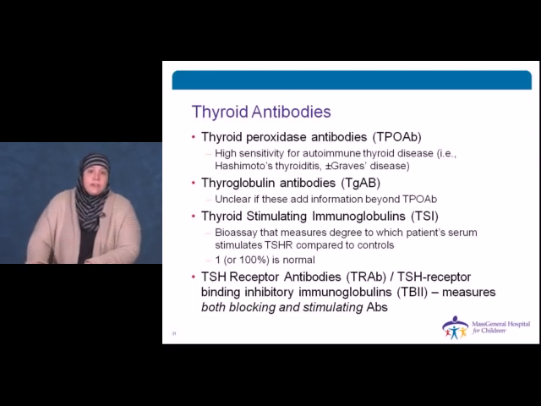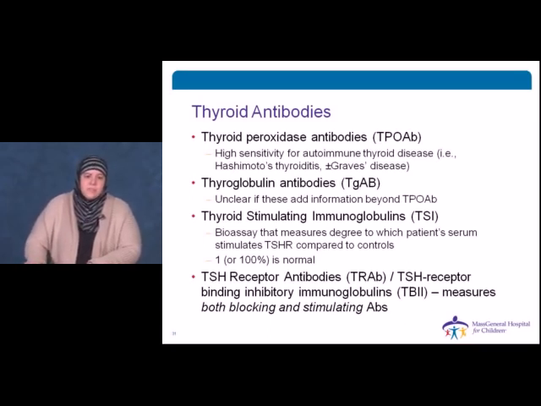When you're looking for Graves' disease in the setting of hyperthyroidism, the preferred tests are thyroid-stimulating immunoglobulins, and this is actually a bioassay where the patient's serum is tested to see the degree to which it stimulates the TSH receptor compared to controls. So labs report it differently. They may report either a 1 or a 100%, which would be normal. If the patient's serum stimulates 500 times the normal control, you might get a 5 or a 500% as your result.